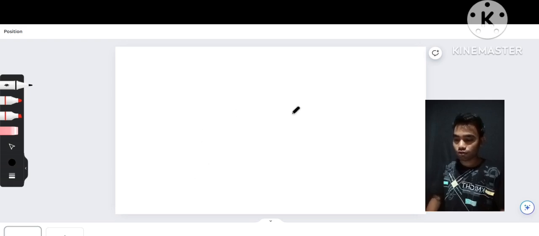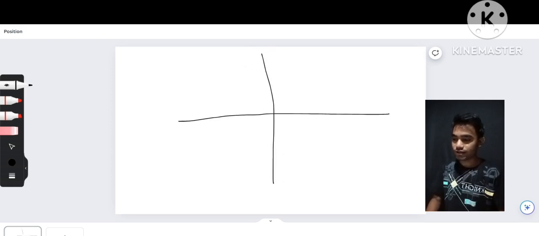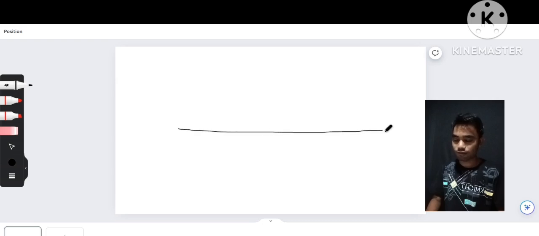So this is our x-axis, we know, and this is the y-axis. Sorry, I drew that pretty horribly, so let me draw one more time. So this is our x-axis and this is our y-axis.